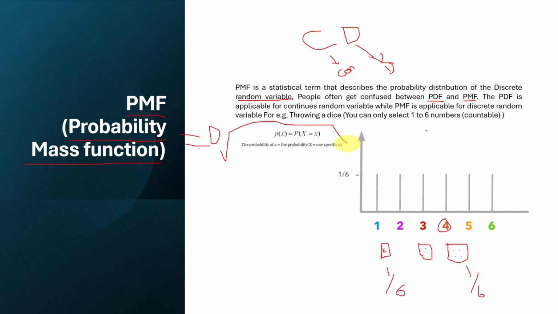How do we write this probability mass function? P of x equals P in the bracket, capital X equals x. What is this x? You will get either 1, or 2, or 3. This x represents the data. The probability of X is equal to the probability of X equals the one specified x.